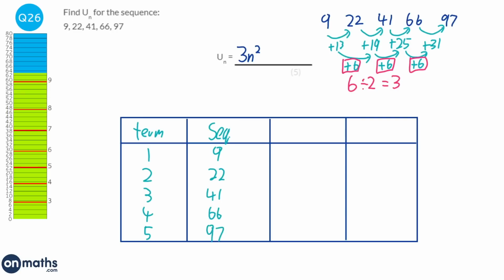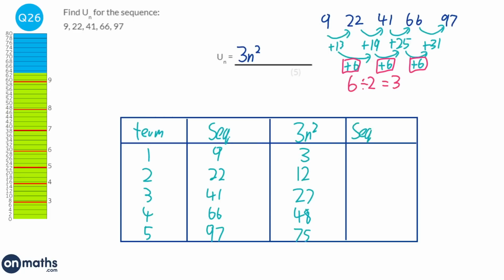Now we know that 3n squared is part of our sequence, so what we're doing now is just removing the 3n squared bit and seeing what we have left over. So we're going to do 3 times 1 squared, which will be 3, 3 times 2 squared, which will be 12, and then 3 times 3 squared, 27, 3 times 4 squared, 48, 3 times 5 squared, 75. And we're just going to remove that from our sequence.